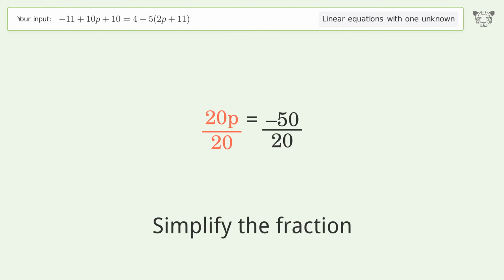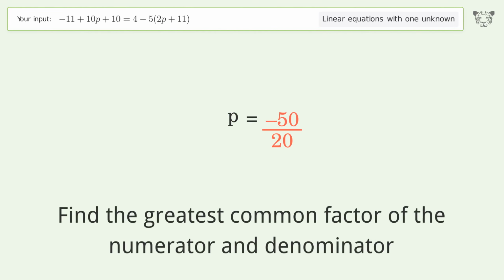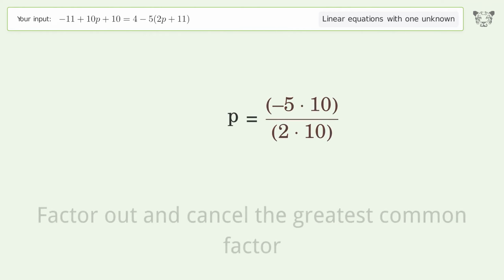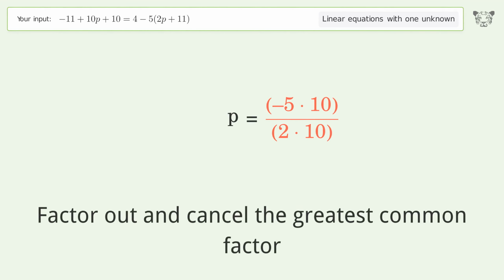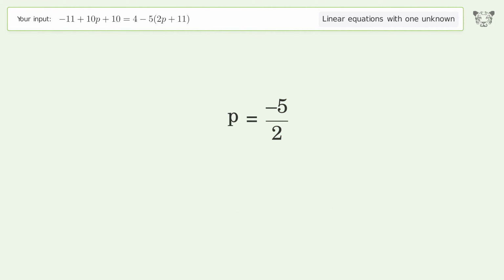Simplify the fraction. Find the greatest common factor of the numerator and denominator. Factor out and cancel the greatest common factor. And so the final result is p equals -5/2.